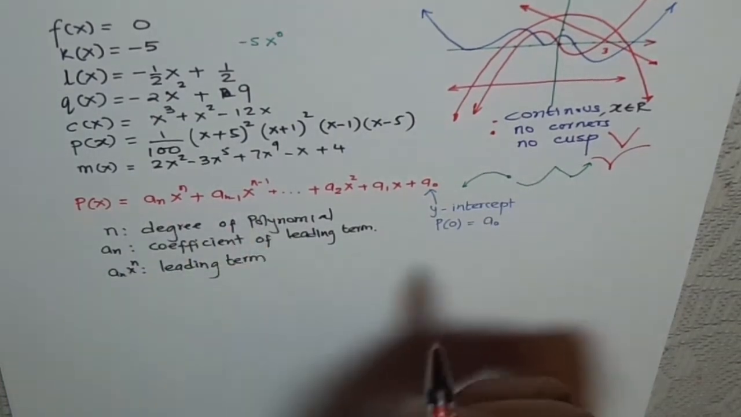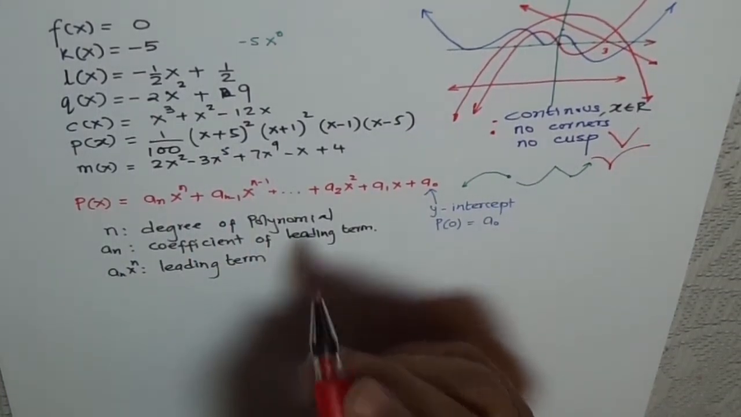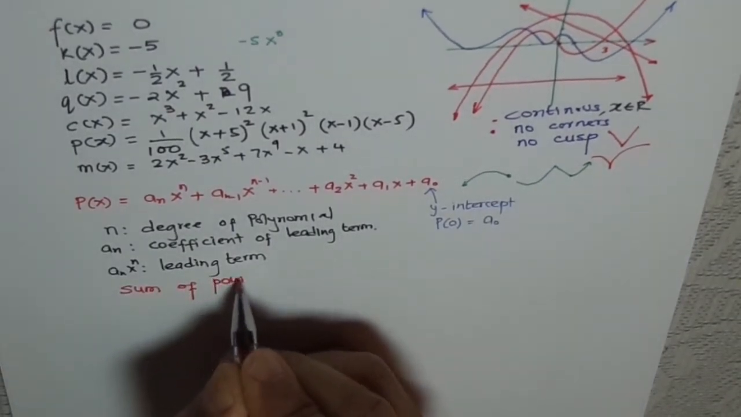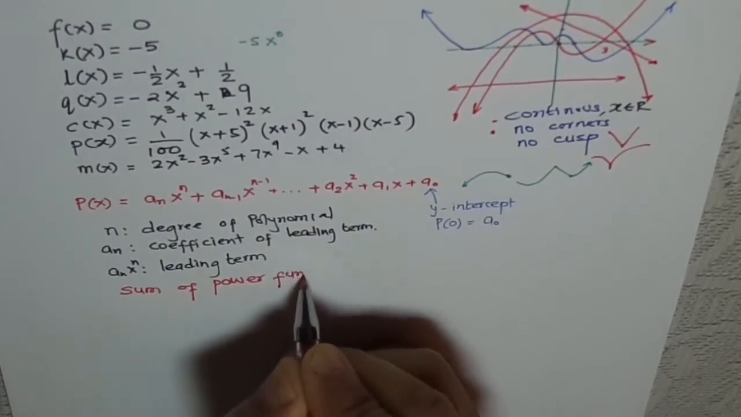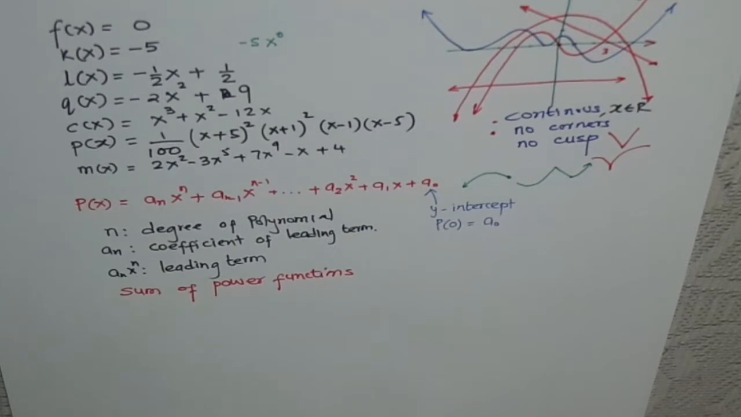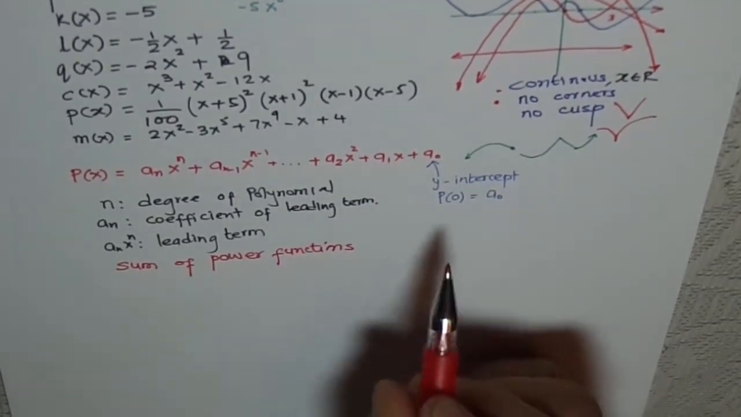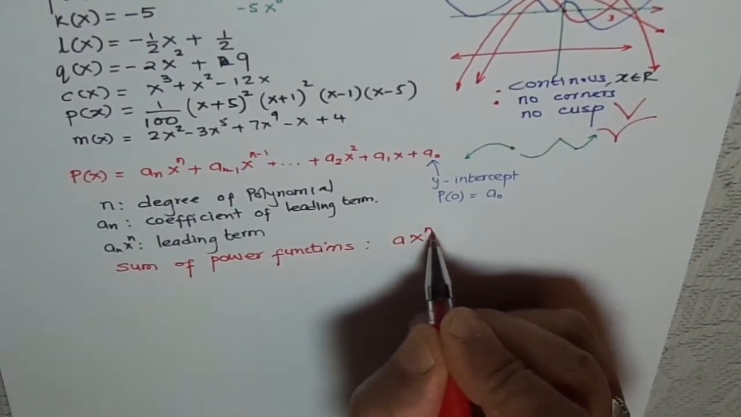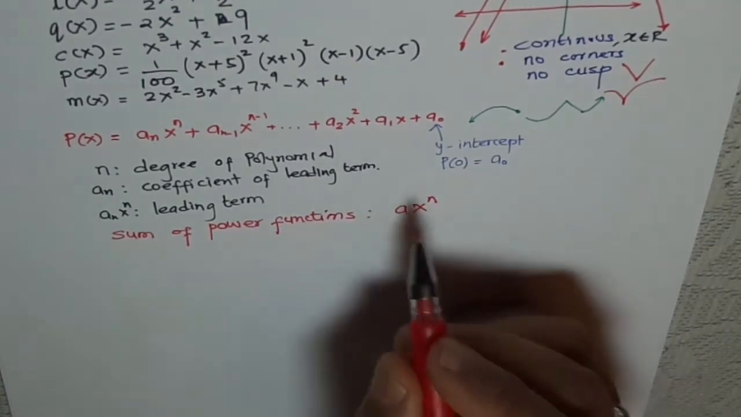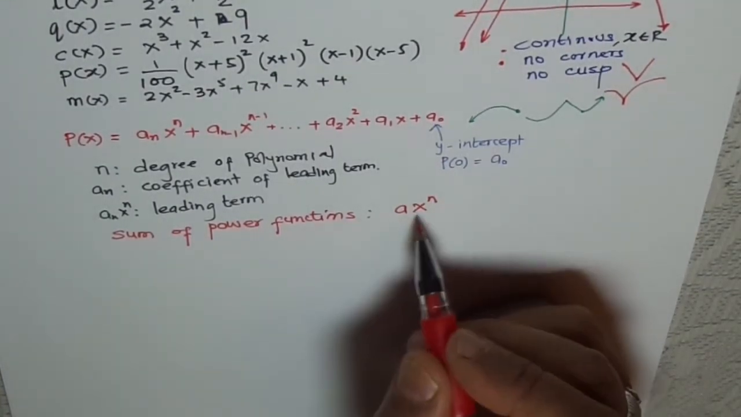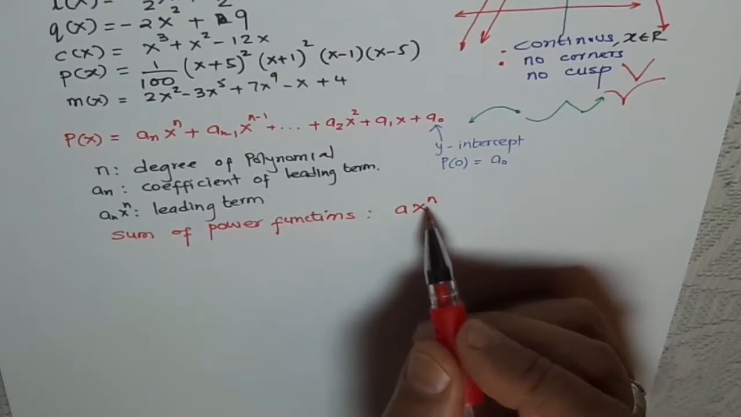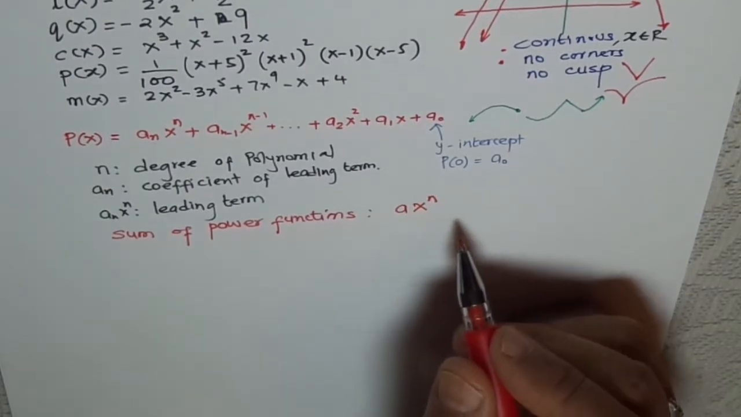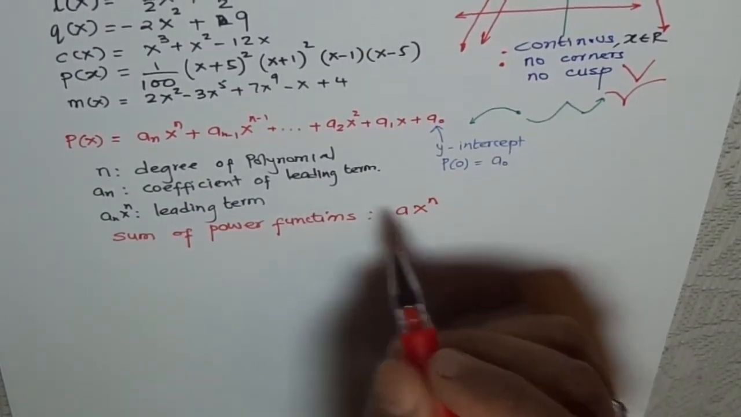So, what is a polynomial? Another way of defining a polynomial is, it is a sum of power functions. Okay, sum of power functions. Now, what is a power function? A power function is a x to the power of n. This is a power function, right? Now, a can have different values and there are many terms, right? So n can change from 0 to any number. Okay, so a sum of power functions is a polynomial.